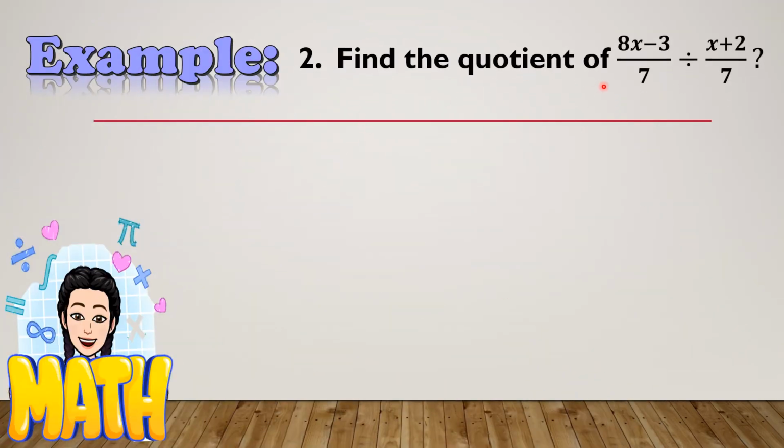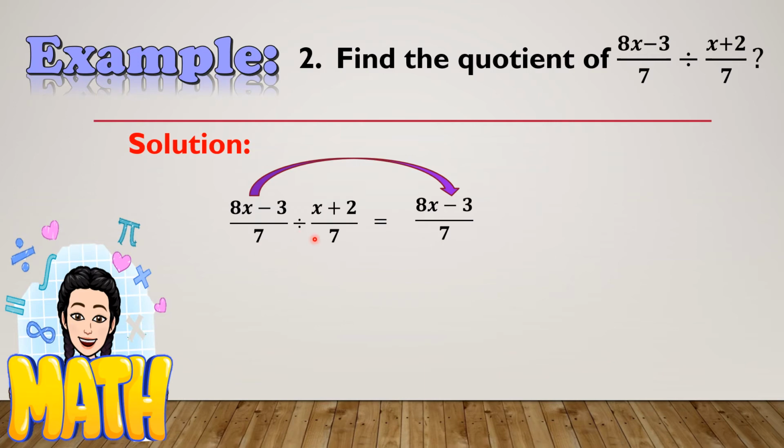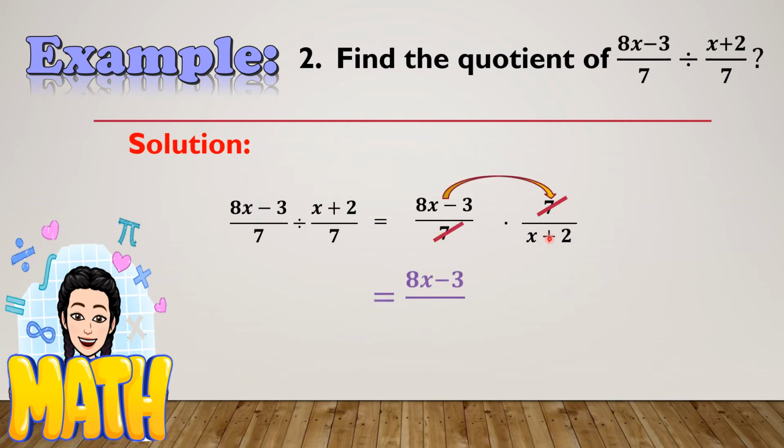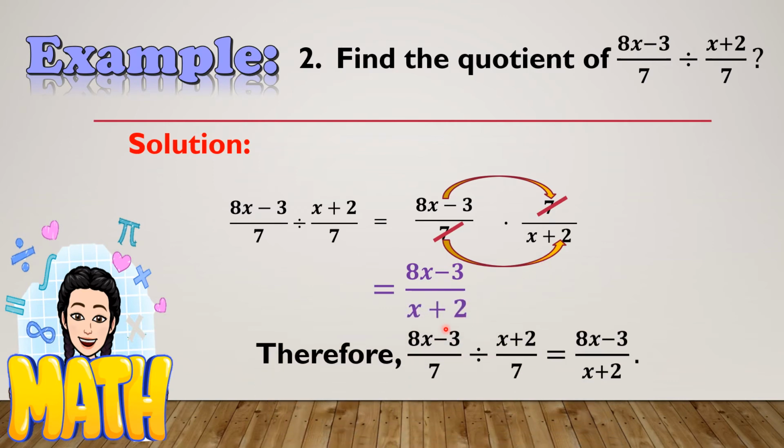Next, find the quotient of 8x minus 3 over 7 and x plus 2 over 7. Tandaan na sa unang step, imumultiply natin ang 8x minus 3 over 7 sa reciprocal ng ating divisor, which is 7 over x plus 2. Tandaan, pagbabaligtarin natin ang numerator at denominator, kaya natin nakuha ang 7 over x plus 2. At ang operation na division ay gagawin nating multiplication. Then, cancel ang mga common factor. So, we have 8x minus 3 times 1, 8x minus 3, and 1 times x plus 2, which is x plus 2. So, the answer is 8x minus 3 over x plus 2.